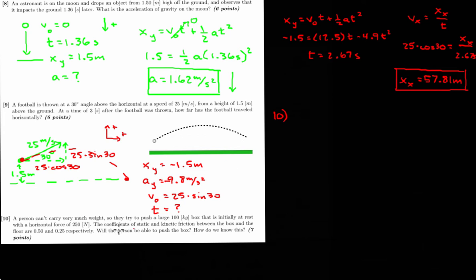A person can't carry very much weight, so they try to push a large 100-kilogram box that's initially at rest with a horizontal force of 250 newtons. The coefficients of static and kinetic friction between the box and the floor are 0.5 and 0.25. Will the person be able to push the box?